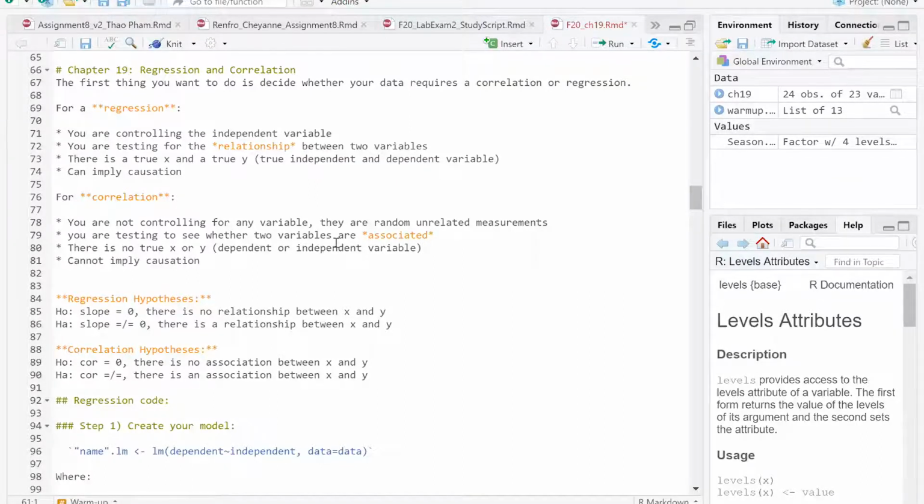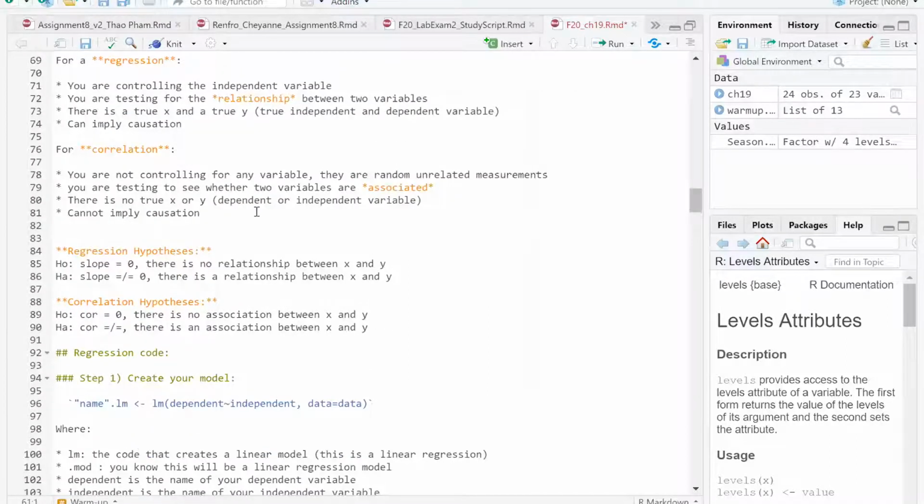If you're doing a regression, the relationship between the two variables is being controlled somehow. The X variable is being controlled. That means that you have a true X and a true Y, a true explanatory and a true response variable. If you're doing a correlation, no variables are being controlled. They're just being measured. Remember, it's an observational study, meaning that there isn't really a true X or a true Y. There isn't a dependent or independent variable. We're just seeing, do they vary together?